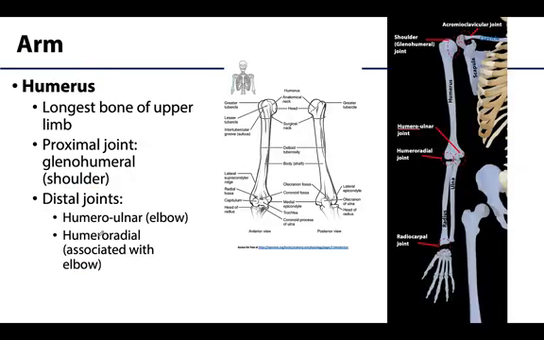Let's think a little more about the humerus. This is the only bone of the arm region, and it's also the longest bone of the upper limb. It, as mentioned, will articulate with the scapula at the glenohumeral joint. And distally, it will articulate with both the radius as well as the ulna, or those forearm bones. So the humero-ulnar joint is typically considered the true elbow joint, but the humeroradial is within that same complex of the elbow joint, so closely associated with the elbow.